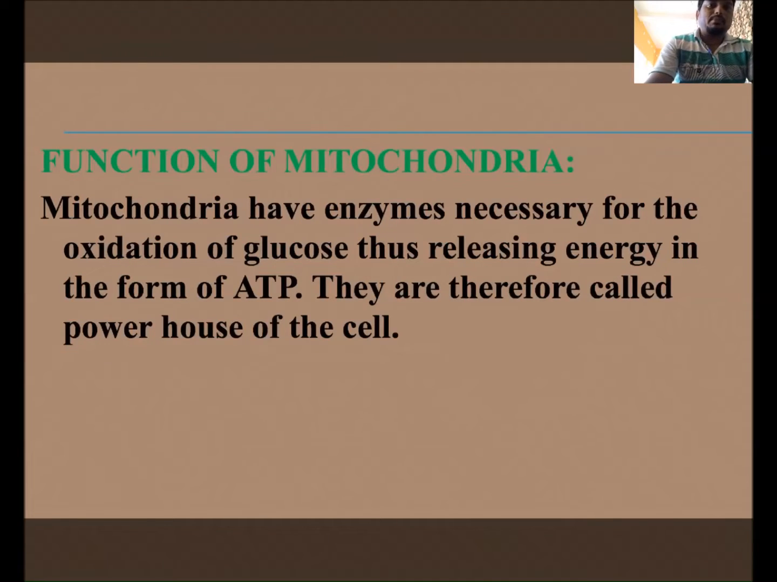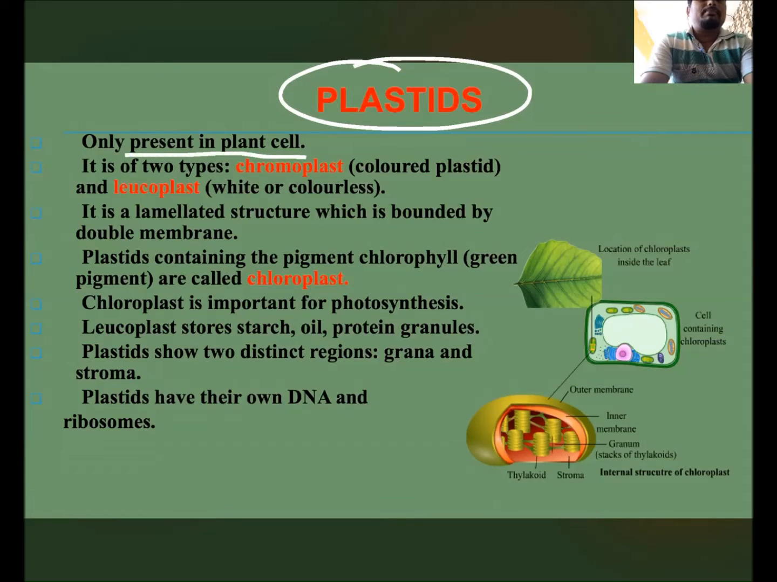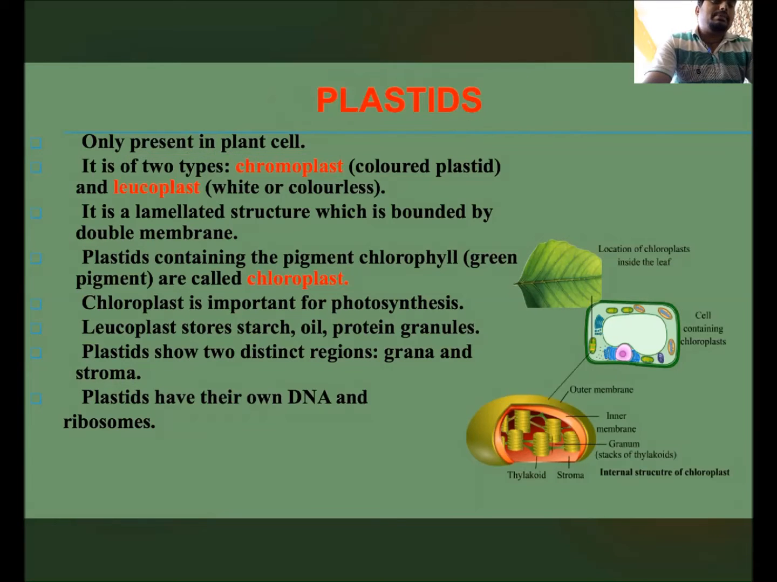We have already discussed. Plastid. Plastid is only present in plant cells. It is not present in animal cells. Plastids are the characteristic feature of plant cells only. It is of two types, chromoplast and leucoplast. Chromo means colored, so this is colored plastid. Leuco means white or colorless, so this plastid is colorless or white plastid.